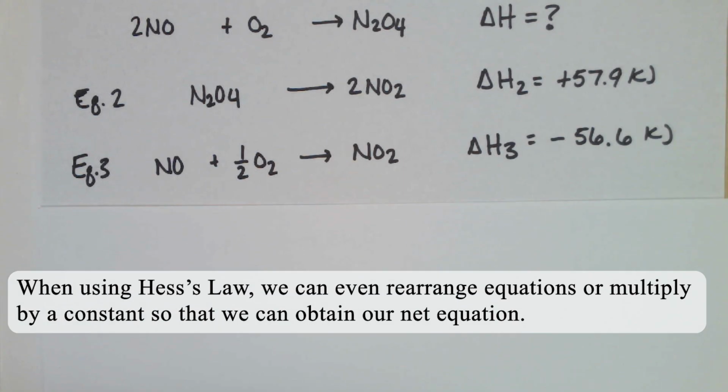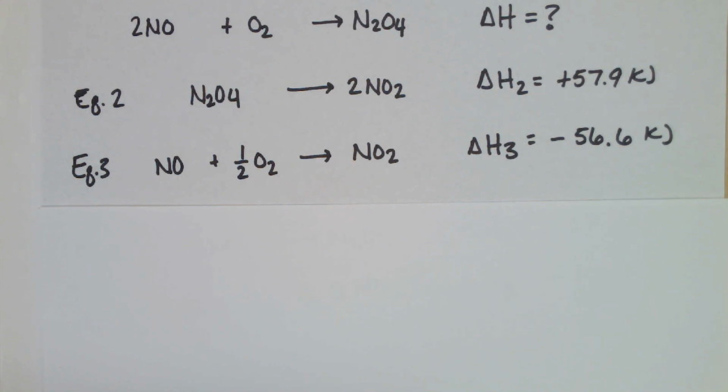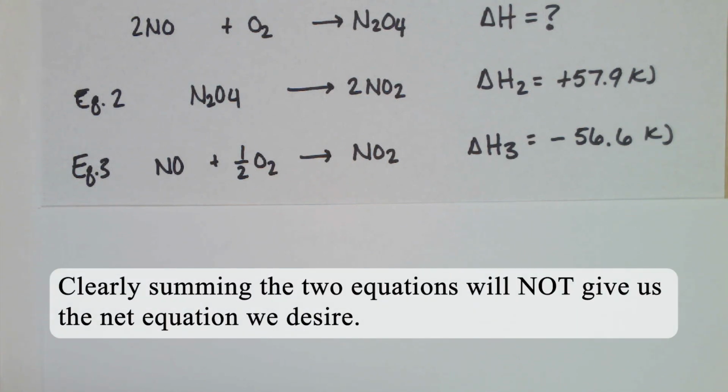When using Hess's law, we can even rearrange equations or multiply by a constant so we can obtain our net equation. For example, consider 2 moles of NO plus 1 mole of O2 to yield 1 mole of N2O4. Equation 2 is 1 mole of N2O4 yields 2 moles of NO2. And equation 3 is 1 mole of NO plus half mole of O2 to yield 1 mole of NO2. Clearly, summing the two equations will not give us the net equation we desire.